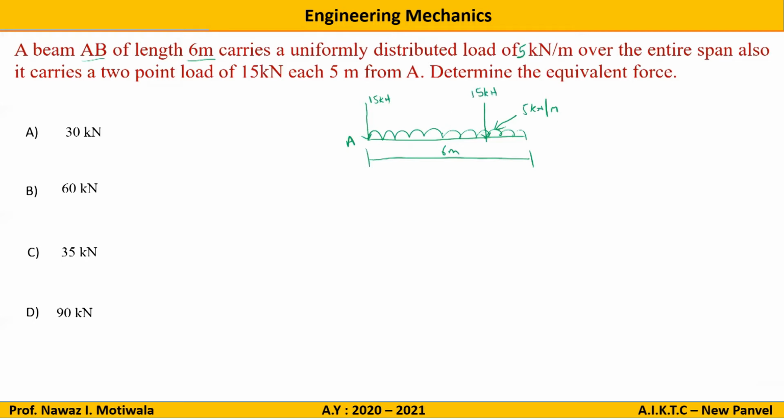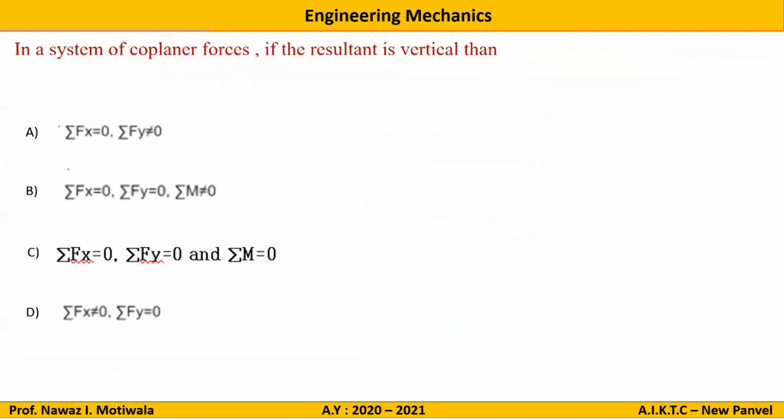So we need to find out what is the equivalent force. For the equivalent force, I will draw the free body diagram. So this is 15 kilonewton. This is 15 kilonewton. And for a UDL, we know that UDL force will be intensity multiplied by length. So it will be 5 into 6, 30, acting exactly at the center. So it will be a 30 kilonewton force. If I club all these forces, the equivalent force will be 30 plus 30, that will be 60 kilonewton. So the answer will be option B, 60 kilonewton.